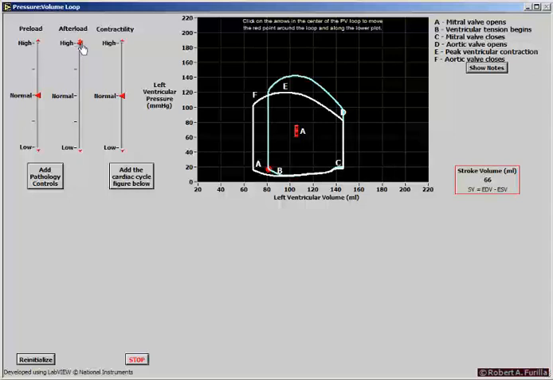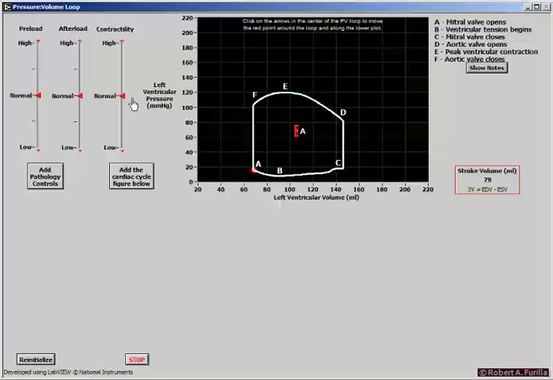The opposite happens if we decrease afterload, decrease arterial pressure. This individual is hypotensive, but end diastolic volume hasn't changed. In this example, the heart has very little difficulty in ejecting blood against a low pressure, in this case about 100 millimeters of mercury over approximately 70. So we get a larger ejection of blood from the heart.